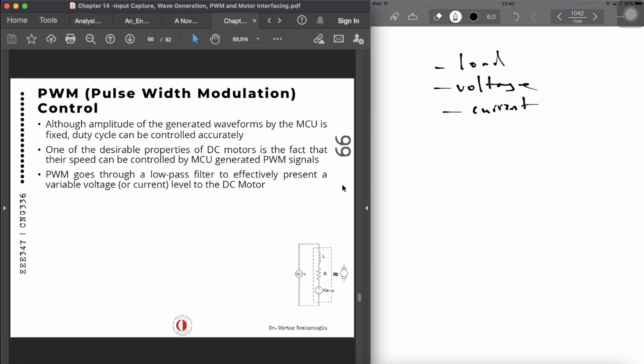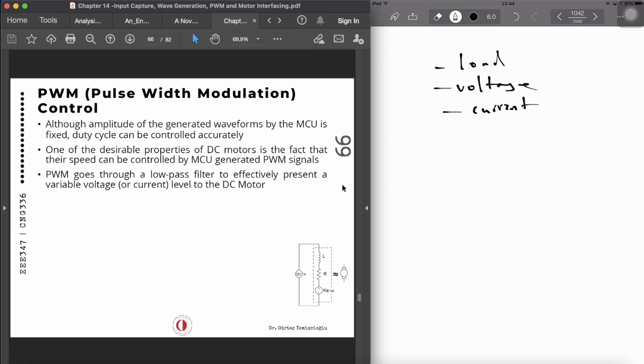So these are the three main factors. For a given load, we can maintain steady speed by using a method called PWM, which is pulse width modulation. By modulating the width of the pulse applied to the DC motor, we can either increase or decrease the amount of power provided to the motor, thereby increasing or decreasing the motor speed. Although the voltage has a fixed amplitude, it has a variable duty cycle. So the wider the pulse, the higher the speed.